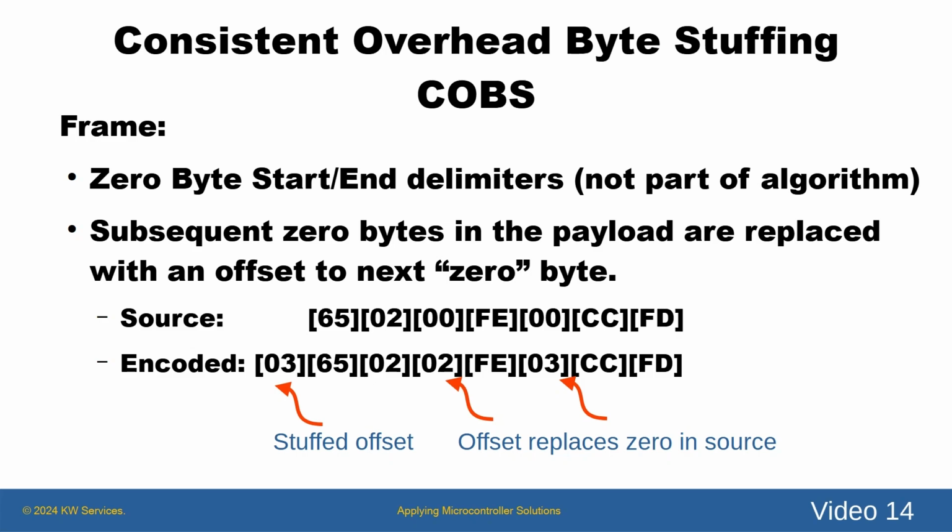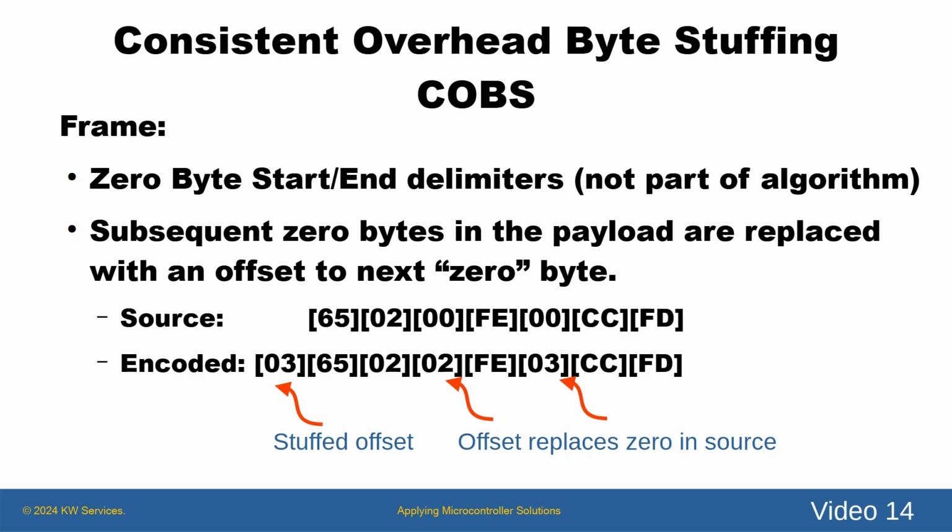COBS is consistent overhead byte stuffing and is described by Wikipedia as an algorithm for encoding data bytes that results in efficient packet framing. It uses 0 for frame delimiters, and the algorithm ensures there is no other 0 throughout the frame. This results in a very small and consistent overhead in its byte stuffing, hence the name.